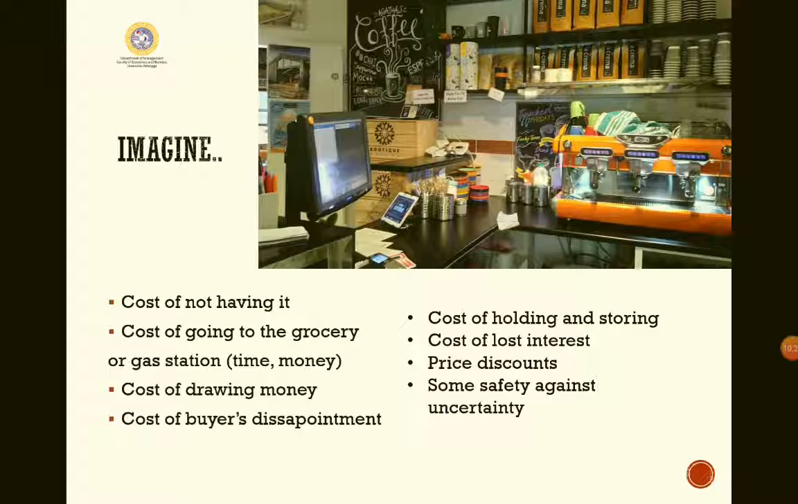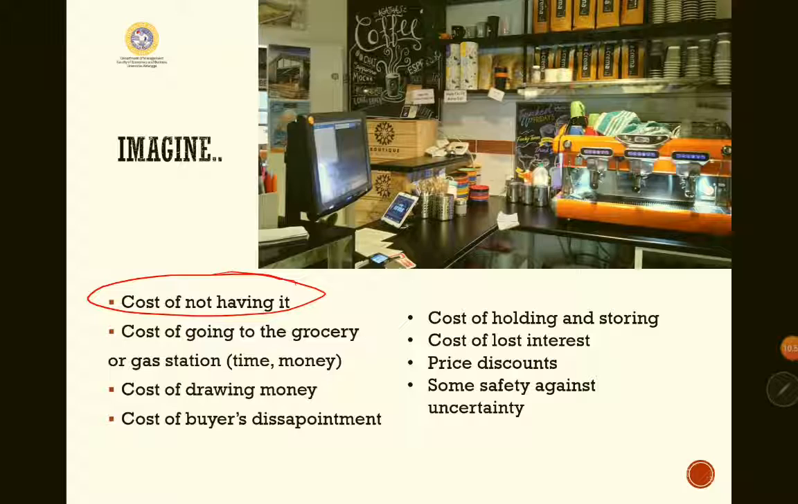This is an important concept that not only applies in big companies, but you can also implement it in your startup company, in your small or micro company. Imagine that you don't have inventory. What will happen? There are some costs that might occur if you can't manage your inventory properly.